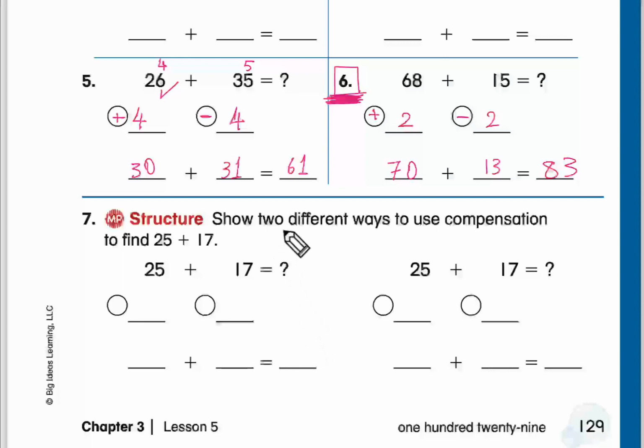In the next question, we need to show 2 different ways to use compensation to find 25 plus 17. So it's the same numbers, but we will do this in 2 different ways. So simply, the first way, you will make the 17 a 10. In the second way, you will make the 25 a 10. Okay, let's start with the first one. Kinan? I'm here, teacher. Okay, go ahead.